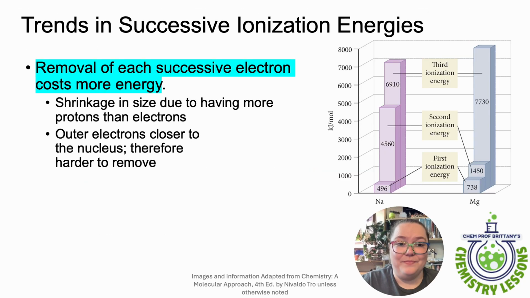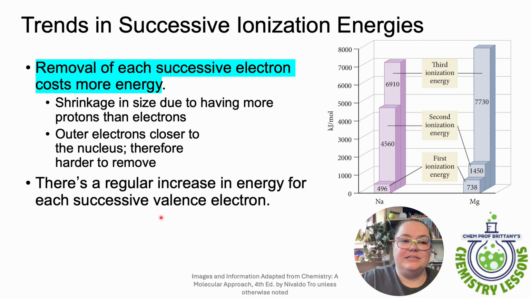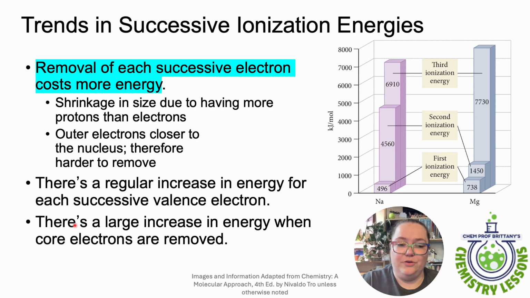All right, so successive ionization energies. As we remove extra electrons, it costs more energy. And the reason for this is we have more protons than electrons, so we're gripping our electrons tighter. So our outer electrons move closer and are being held harder. They are harder to remove. And there's a regular increase in energy for each successive electron that's removed, and then we see a large increase in energy when core electrons start to be removed.